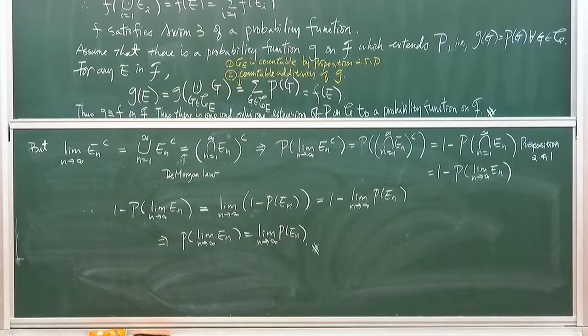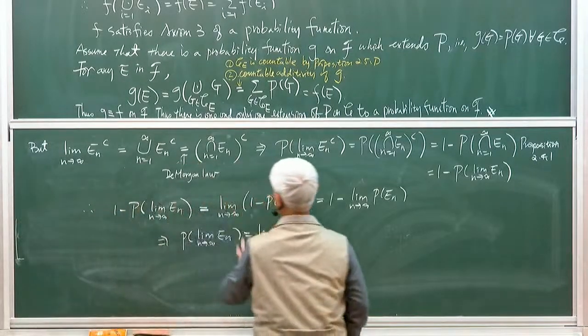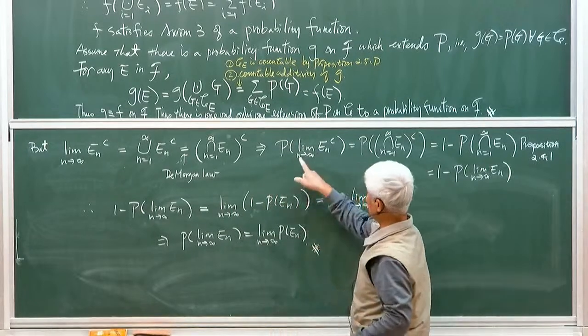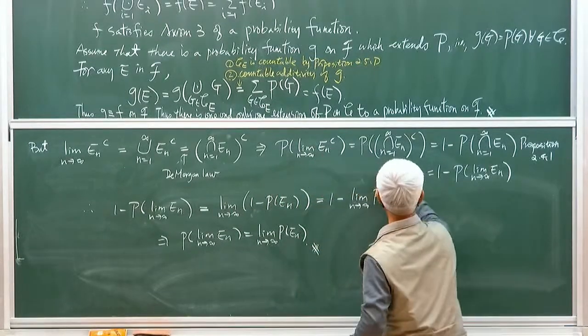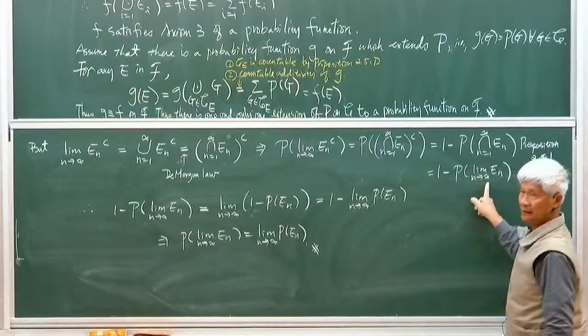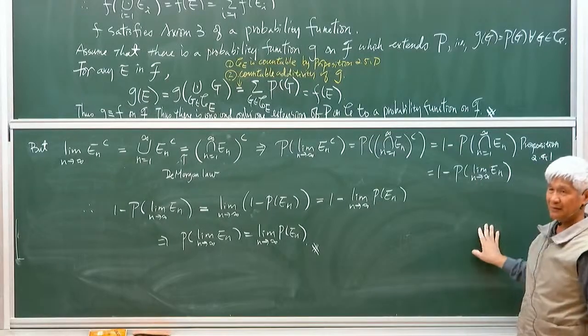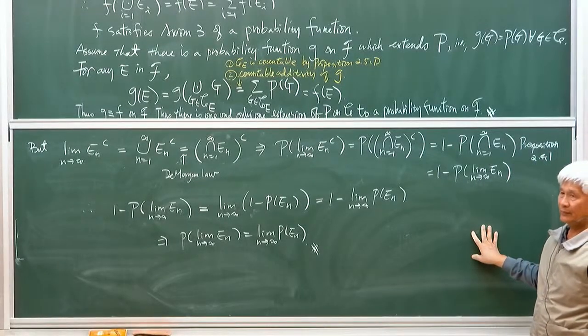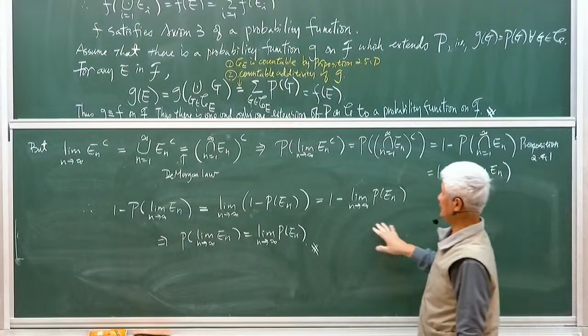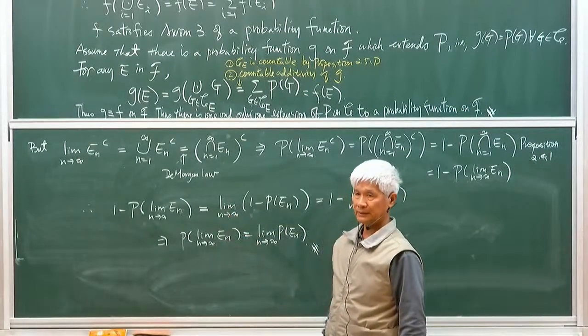So we apply De Morgan's law because we want to relate this one to the limit of En, right? But this is the limit of En complement, right? So the relationship is here: the probability of this limit is actually equal to 1 minus the probability of the limit of En. Okay, so we have that.